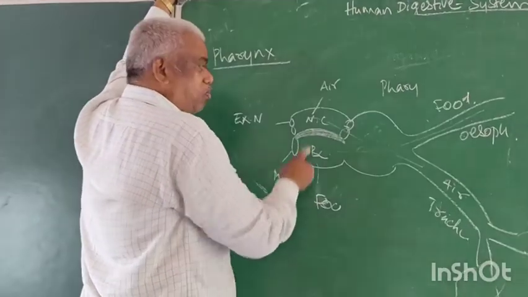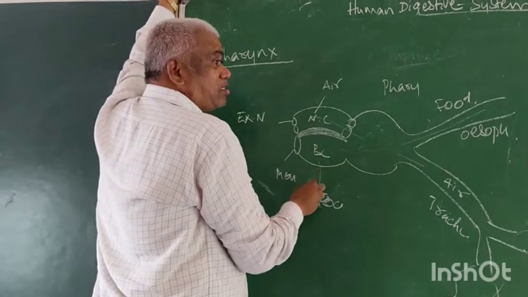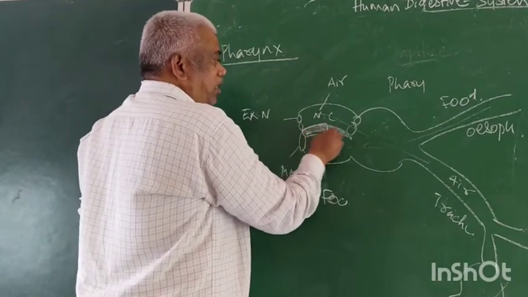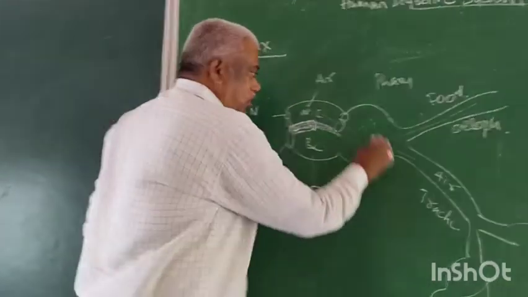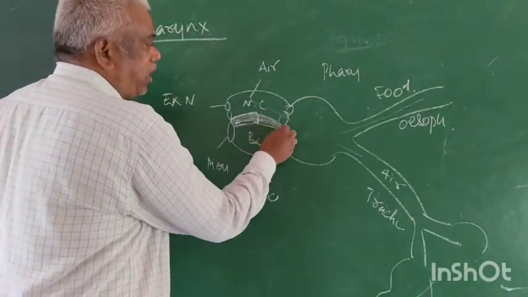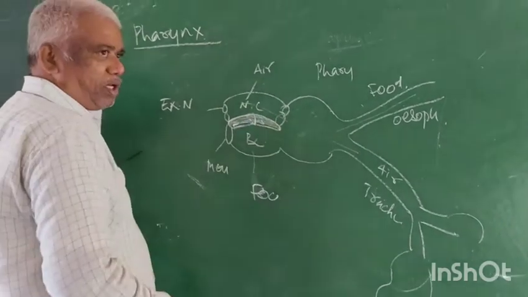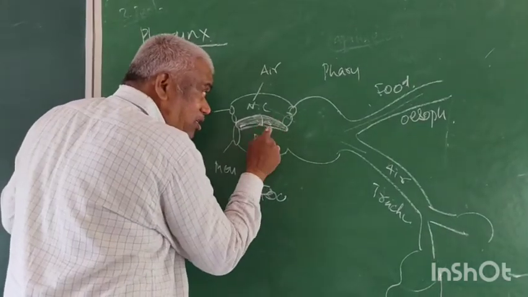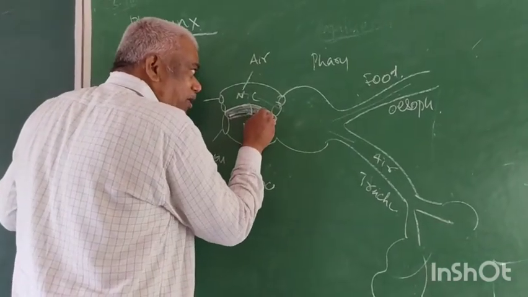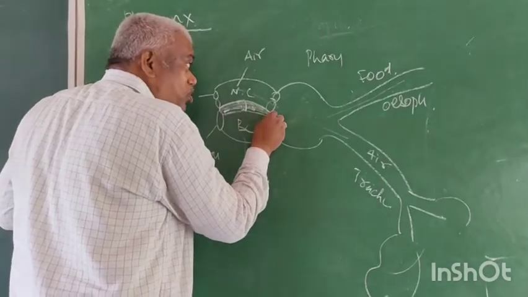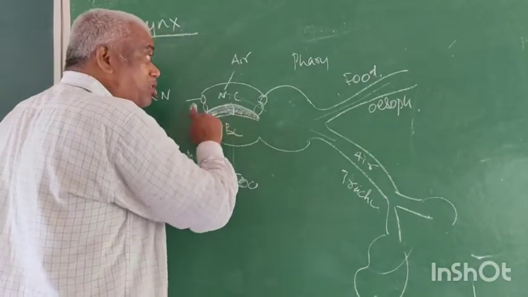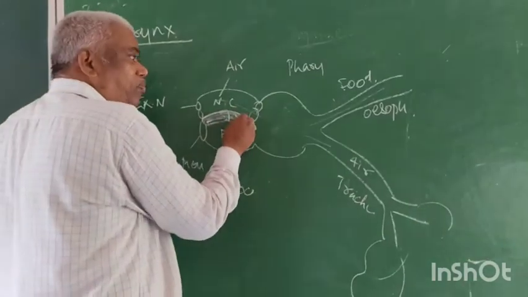But now, catch the point. What is this? The roof of the buccal cavity is called the palate. Up to this, it is the hard palate, and then it is the soft palate. Concentrate on this soft palate. It has a posterior end and an anterior end. I am not saying the total palate. Now concentrate on the soft palate.